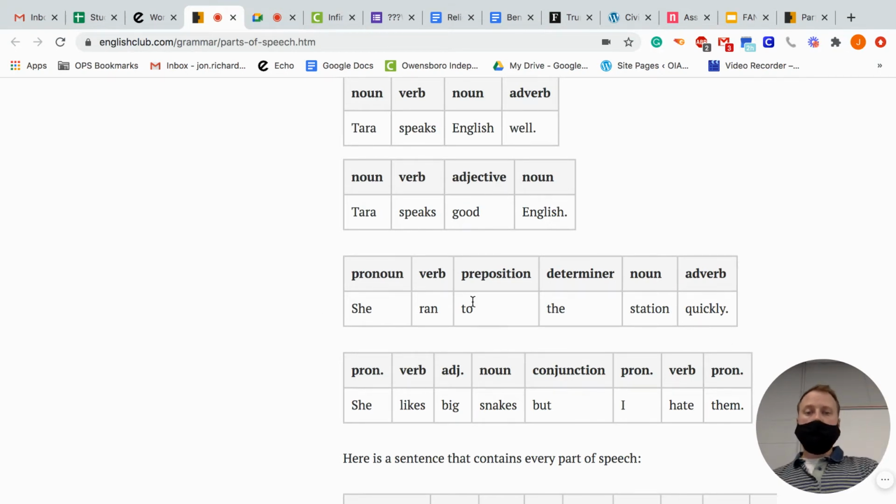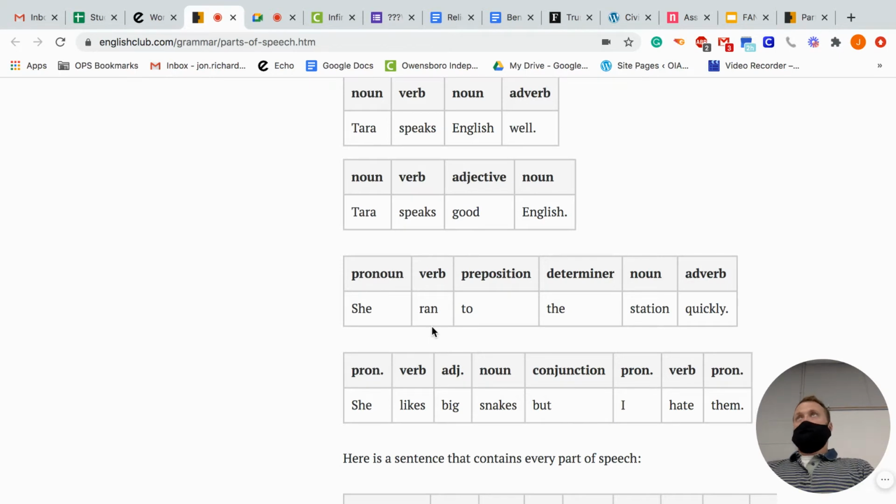Okay. Now we have a lot of pronoun, verb, preposition, determiner, noun, adjective, but let's break it down into what makes it a sentence. Okay. Looking at this sentence right here. So what is the subject? Who or what are we talking about? Or who or what did something? I need someone to answer me. Who or what did something in this? Huh? She. I heard someone out there say she. And what did she do? She ran. Okay. So she ran.